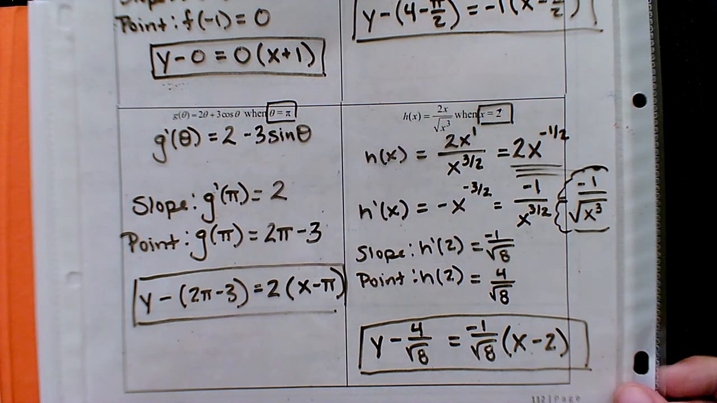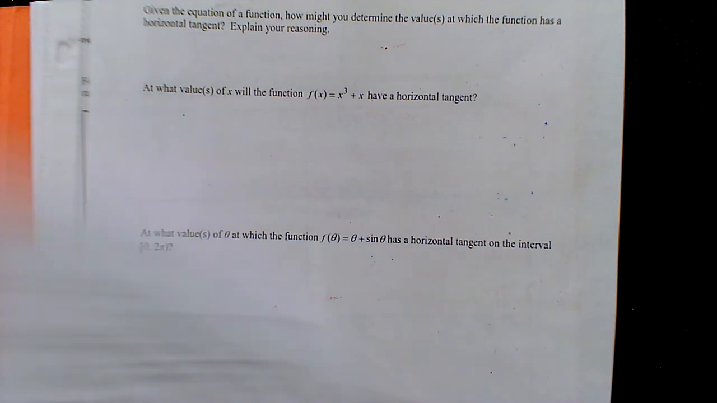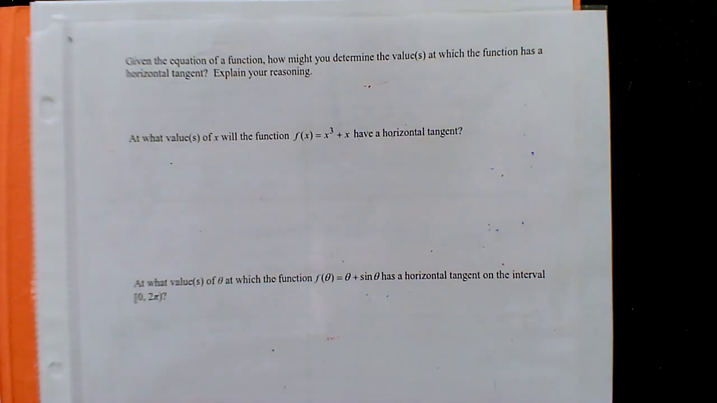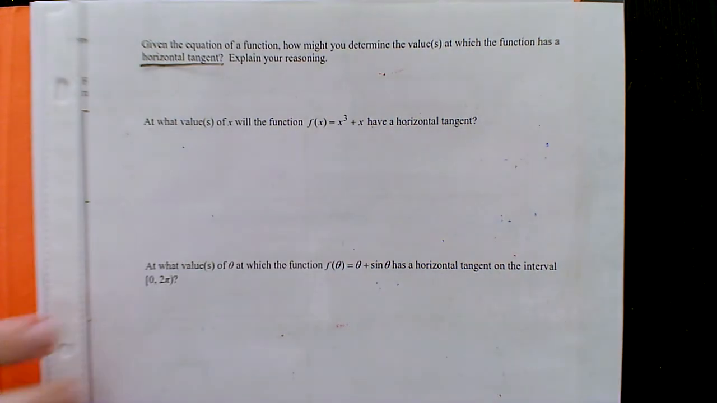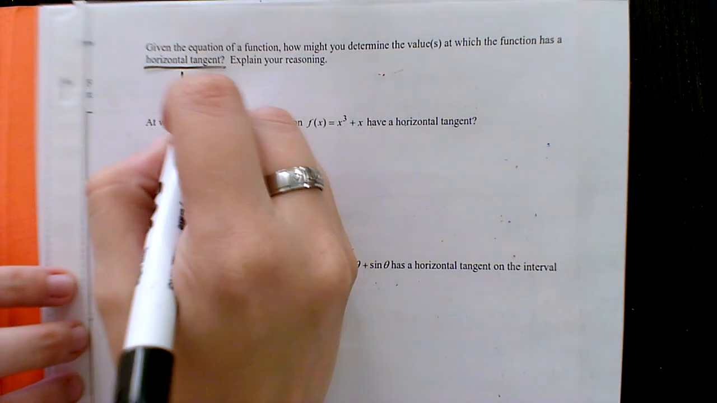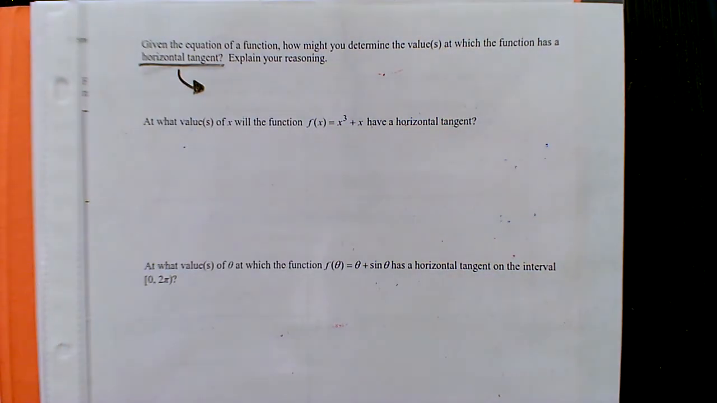So let's go ahead and take a look at how these derivatives might represent different graphical characteristics, because that's going to lead us into the next section tomorrow. Given the equation of a function, how might you determine the values at which a function has a horizontal tangent line? AKA, if you were to plot a point and draw a tangent line, it would be horizontal, aka flat. Horizontal tangent, I'm going to tell you right now, is going to show up a lot.